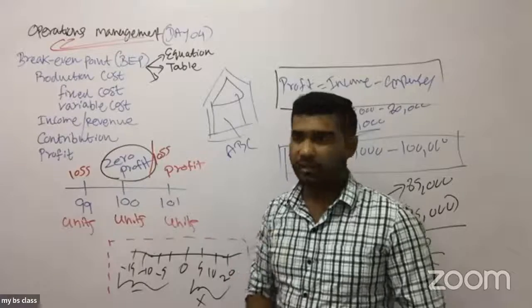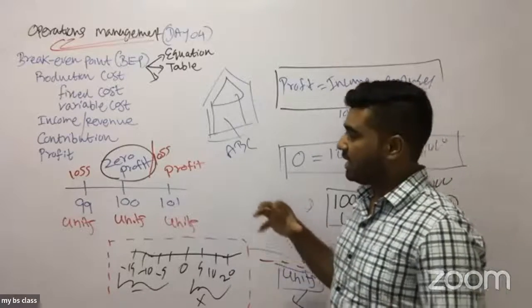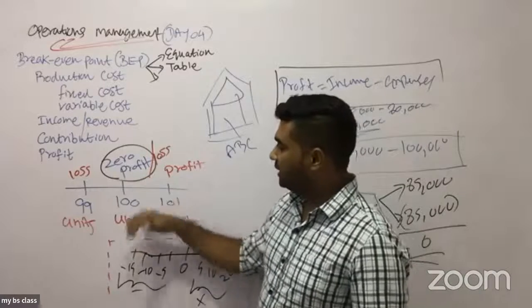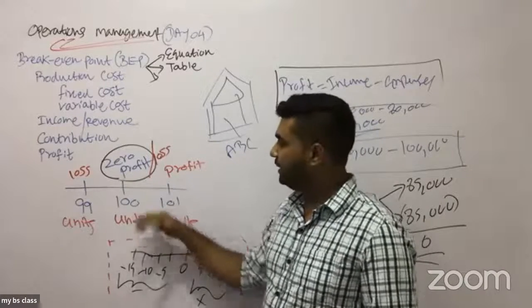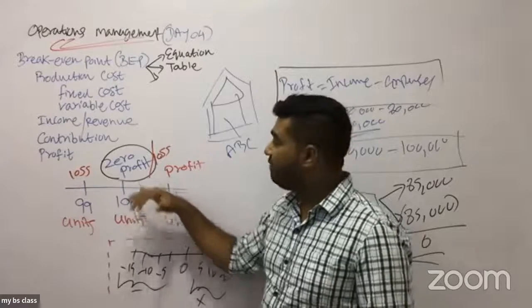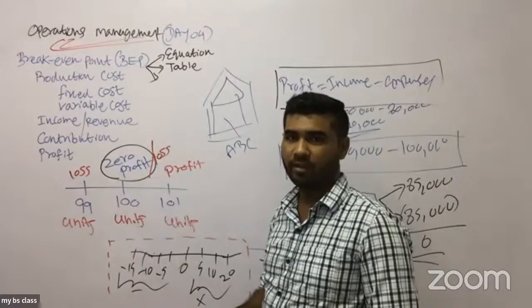Again, let me quickly summarize. Now the break-even point is where the number of units, right, that you will be producing or selling, where your profit or loss becomes zero.